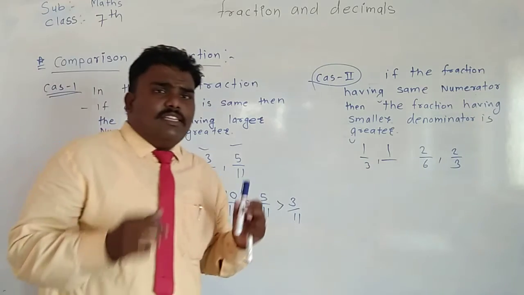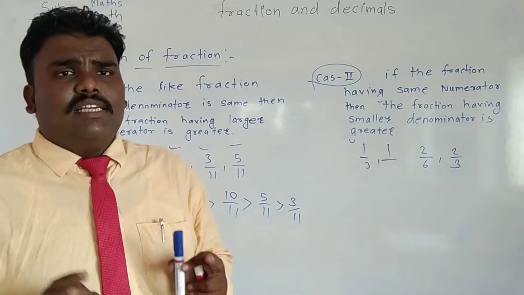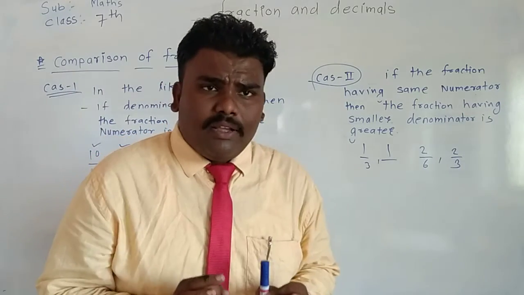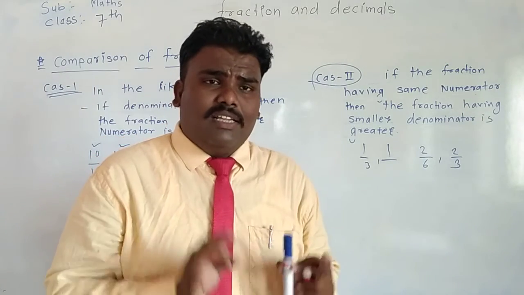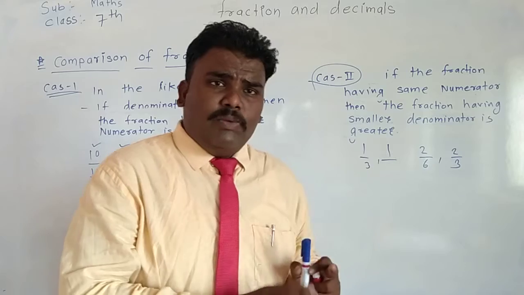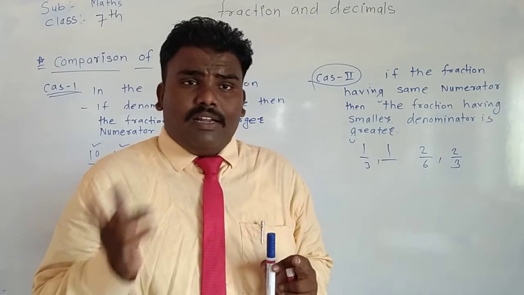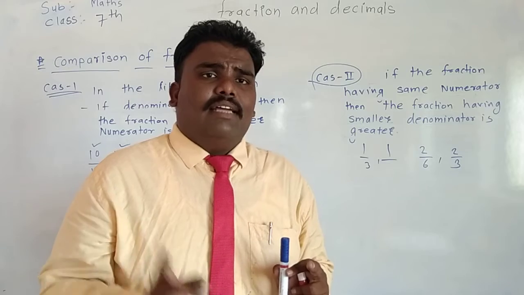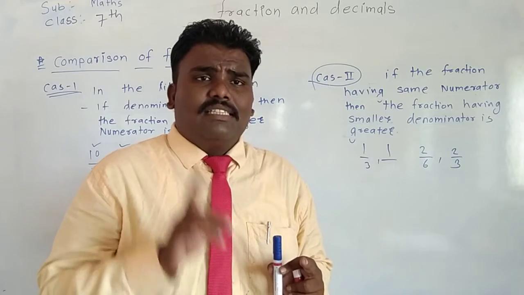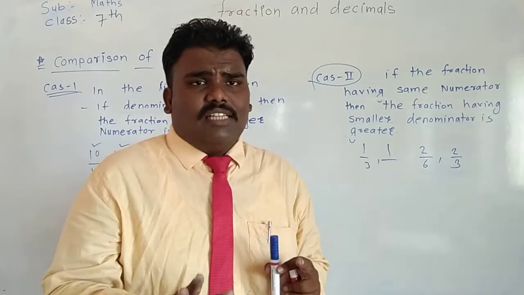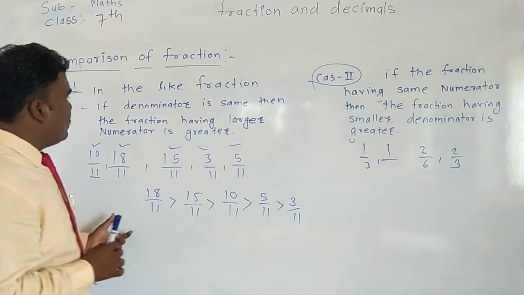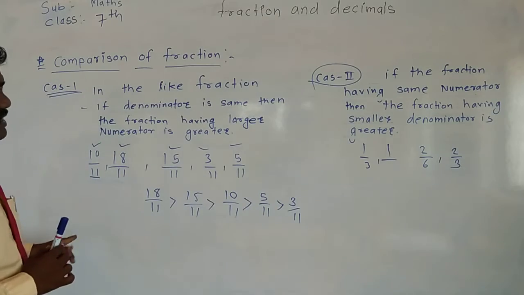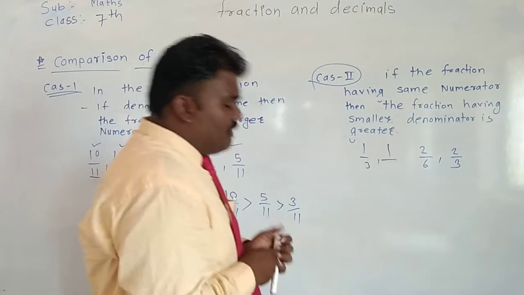Okay. So this is the first case: like fractions can be compared with the help of the numerator. In like fractions, all the denominators are the same, so we consider the numerator, and the fraction with the greater numerator is greater than the other fraction. So this is how we talk about the first case. Let's talk about the second case.